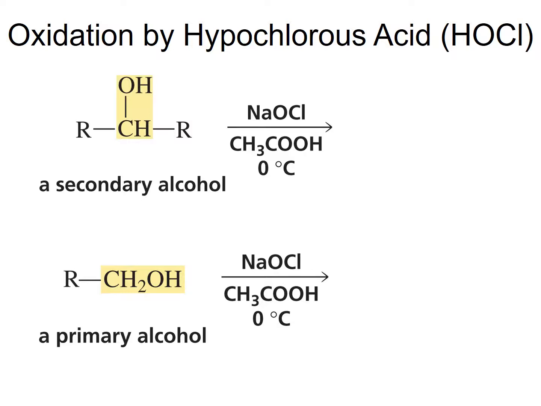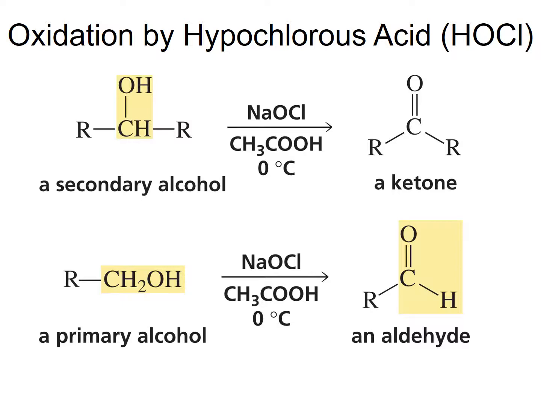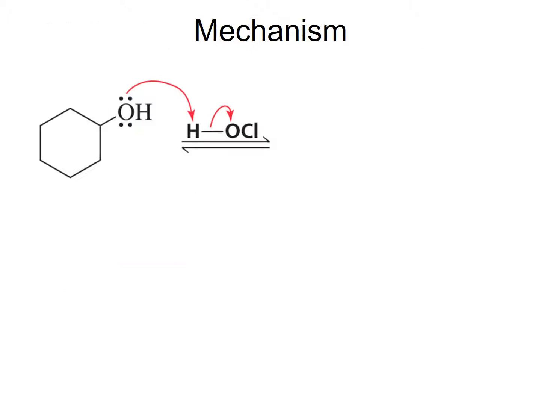The other oxidizing reagent, and this is where the mechanism will come into play, will be hypochlorous acid. And hypochlorous acid actually will give two different products depending on whether you have a secondary alcohol or a primary alcohol. If you have a secondary alcohol, it will oxidize to a ketone. If you have a primary alcohol, it will oxidize to an aldehyde. And we'll talk about how this happens here.